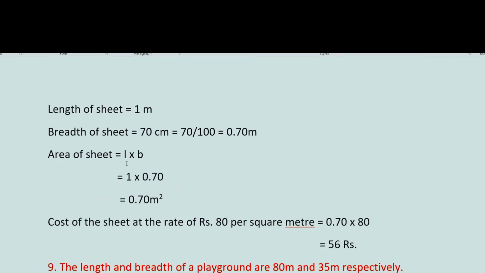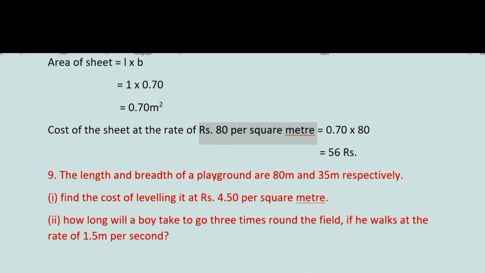So first of all you have to find the area of that rectangular plastic sheet. I have found the area L into B, meaning 1 into 0.70, it is coming 0.70 meter square. So the area of that plastic sheet is 0.70 meter square. Now if you have to purchase it at the rate of 80 per square meter, what will be the cost? Simple, the cost of one square meter is 80 rupees, and the area is 0.70 meter square. So you will multiply, and you will get the final value of the rectangular sheet, that is 56 rupees.